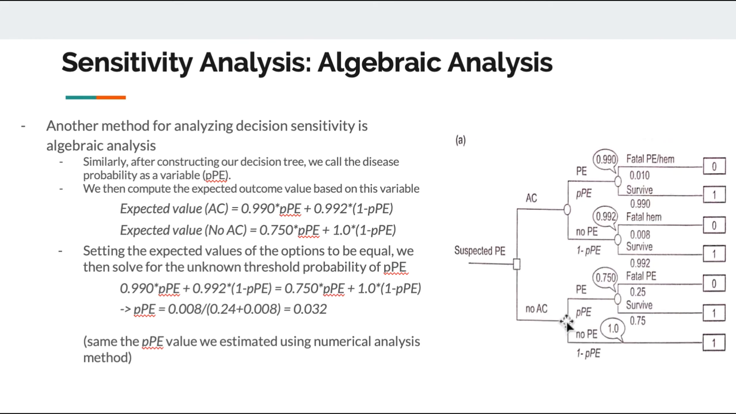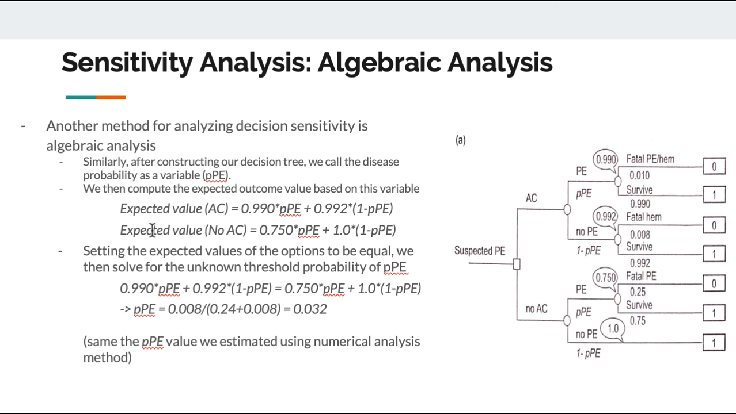Similarly, we can calculate the expected value for the no AC option. That's going to be PPE right here multiplied with the expected value of this branch, plus the probability of no PE multiplied with the expected value here. So obviously this one equals 1. So the expected value of no AC equals 0.75 multiplied with PPE plus 1 minus PPE.